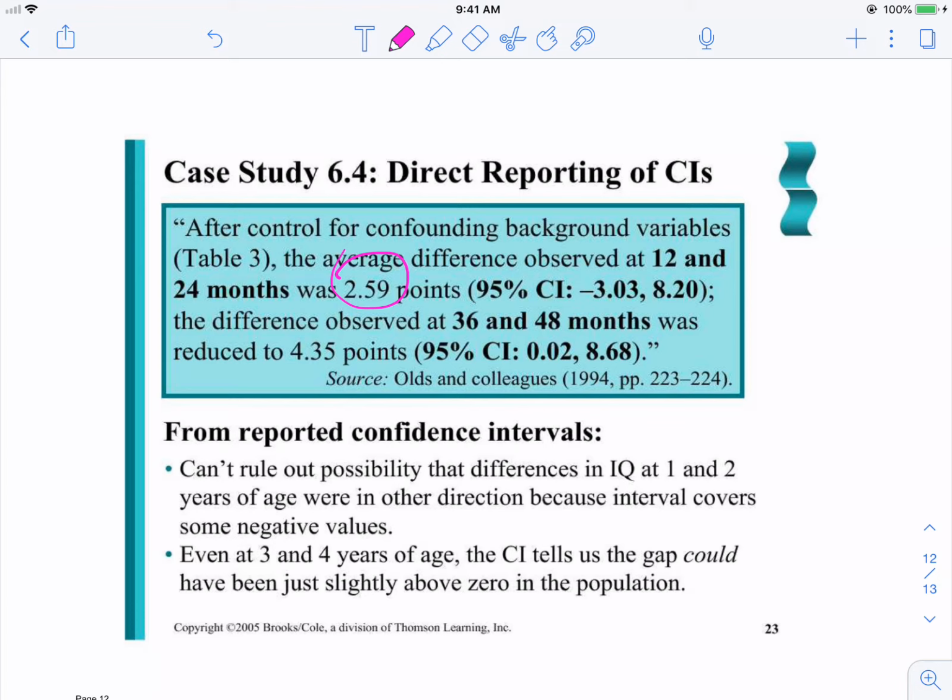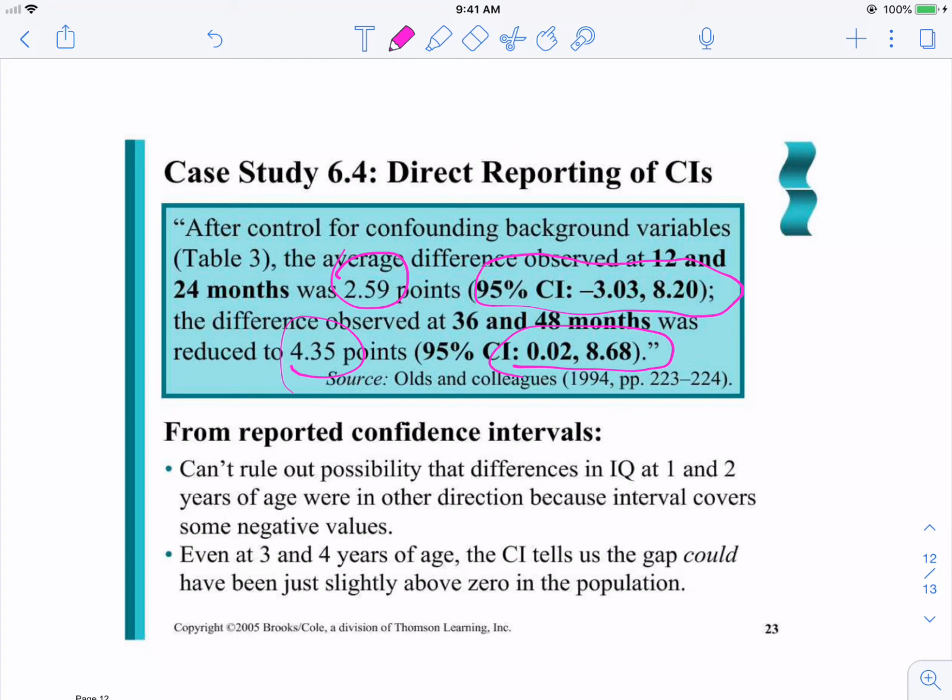Okay? Here's our confidence interval for between 1 and 2 years old for that child after being born. Notice that that confidence interval crosses 0. Okay? However, as more time went on, between 36 and 48 months, so between the ages of 3 and 4, they saw that that difference in the IQ was now about 4.35 points. Now this confidence interval does consist entirely above 0.